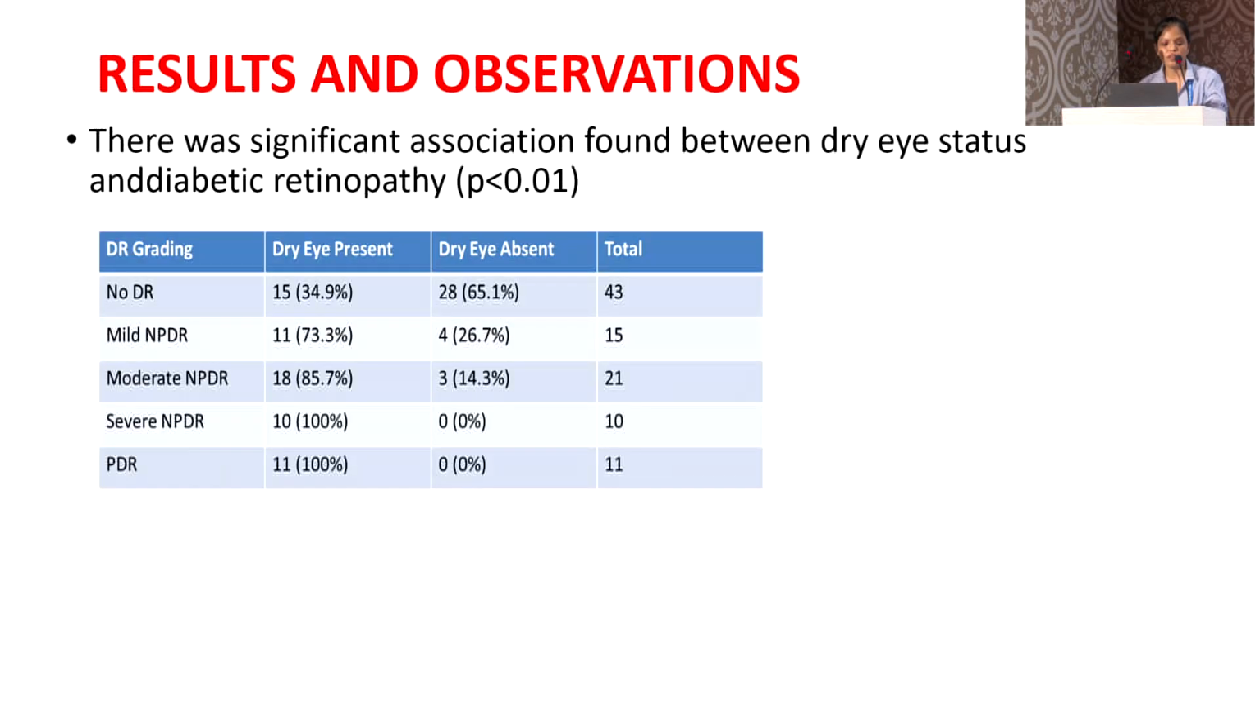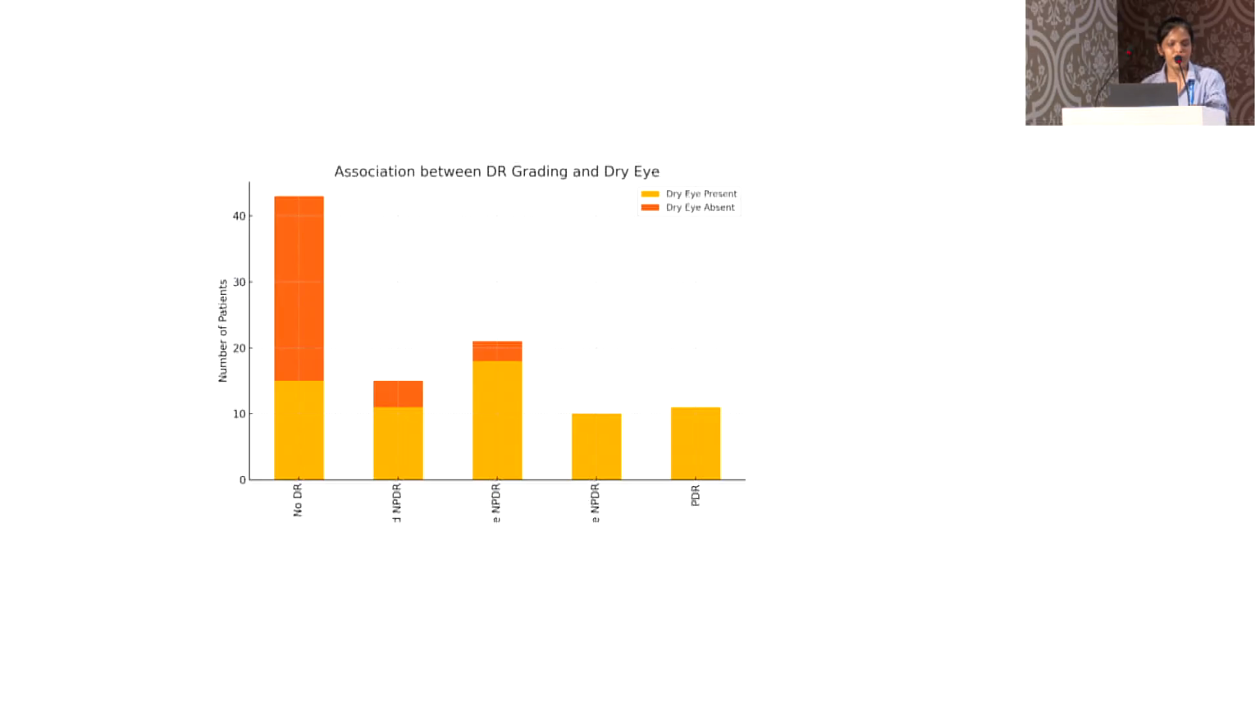So this is my result, where we see the p-value is less than 0.01, and there is a significant association between dry eye status and diabetic retinopathy. Among the patients we took, mostly those with proliferative diabetic retinopathy and severe NPDR are present with dry eye, and in non-diabetic retinopathy and mild to moderate cases, dry eye is less present.